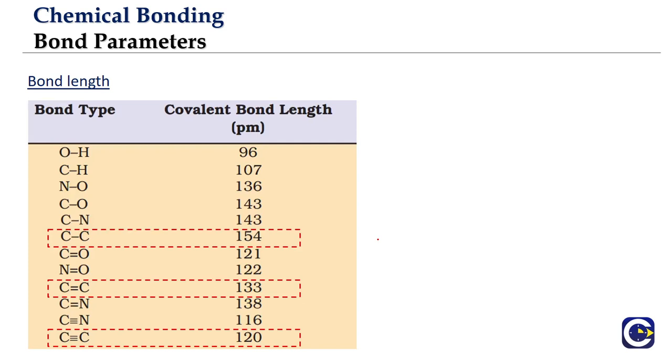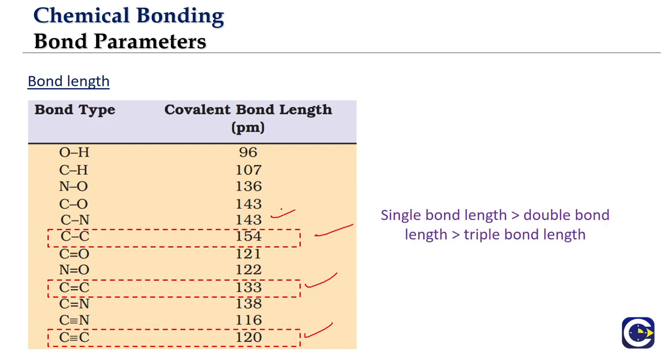And if you look at the bond length values, these are of course experimentally determined values. So you can see that for the carbon-carbon single bond, what is the length? It is 154 picometer. What about the carbon-carbon double bond? It is 133 picometer. Carbon-carbon triple bond, it is 120. Okay, and what about the carbon-nitrogen single bond? It is 143.